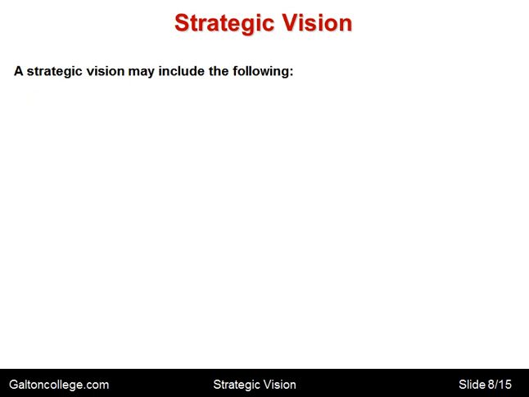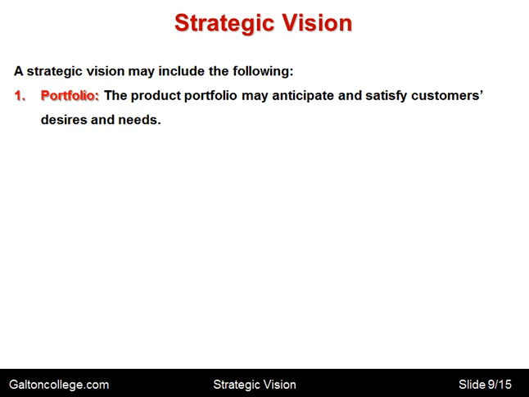Now, a strategic vision may include the following. Something about the portfolio. The product portfolio may anticipate and satisfy customers' desires and needs. Now, it may do that, or it may not be perfect in doing it. Perhaps the existing product line is getting dated, it's getting slightly out of date, and it still has loyal customers, but it needs to be upgraded.